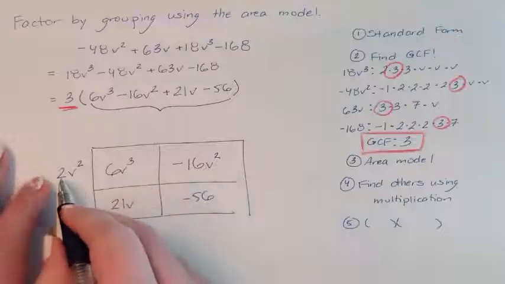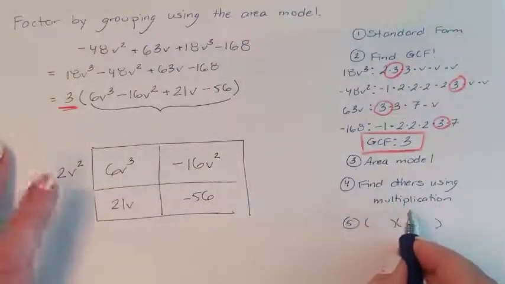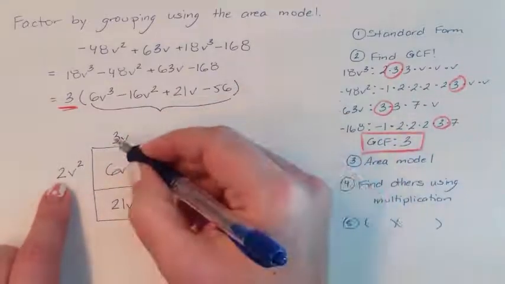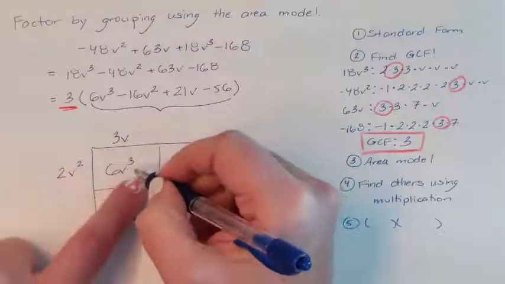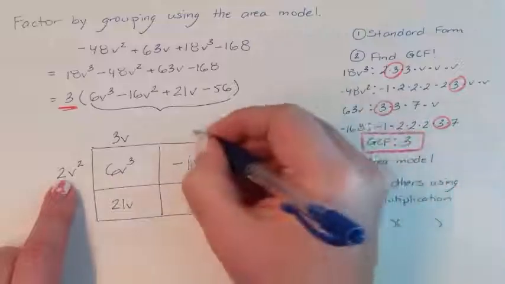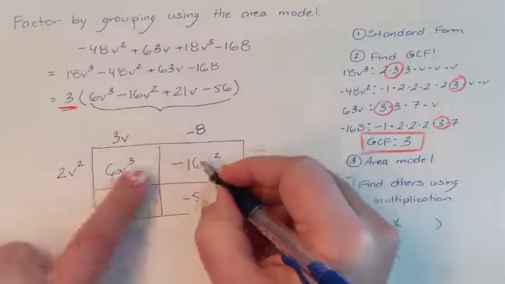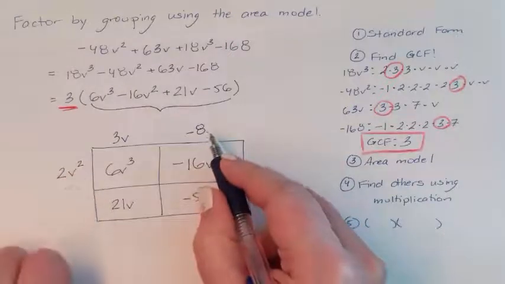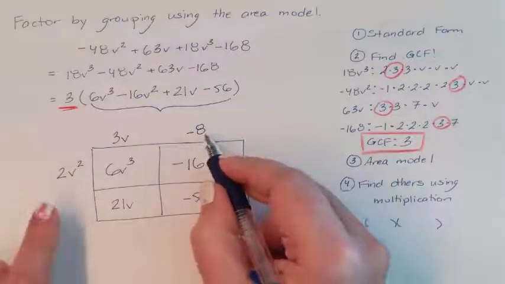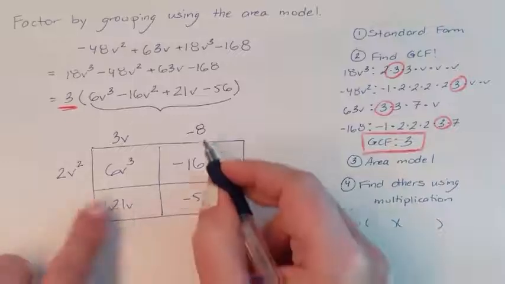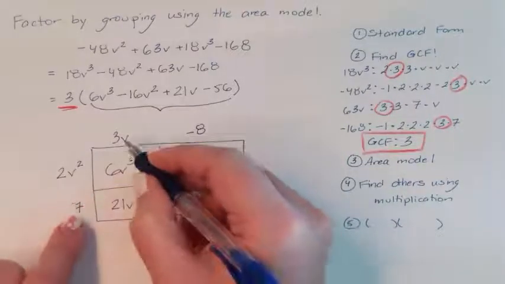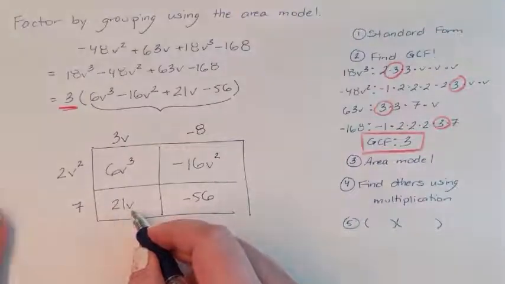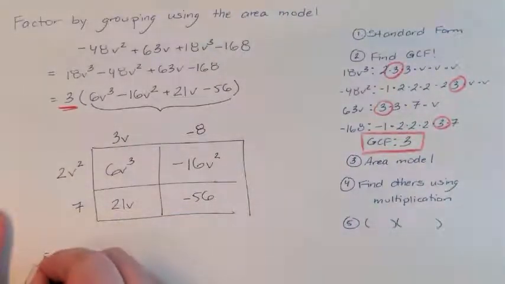So once I find 1, everything else is just a multiplication game. So 2 times 3v. So 2 times 3 is 6. V squared times v is v to the third. 2 times a negative 8 is going to give me this negative 16. It already had a v squared in it, so no more v's. Negative 8 times 7 is going to give me this negative 56. And double check, does 7 times 3v give me positive 21v? It does. So my final step is to give me my final answer.